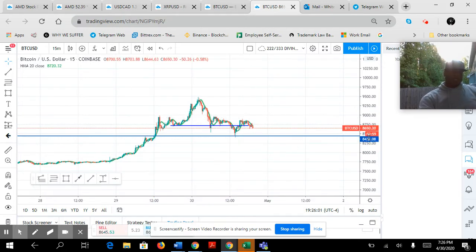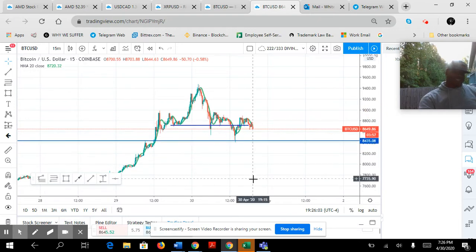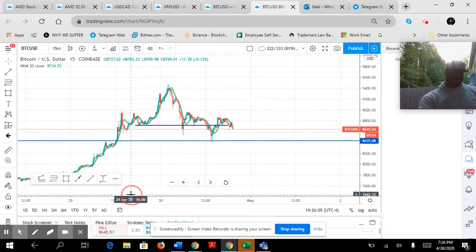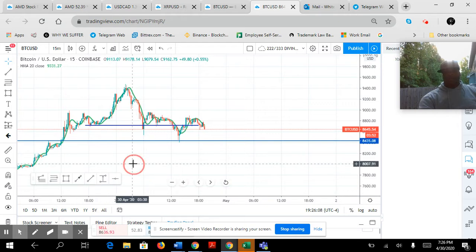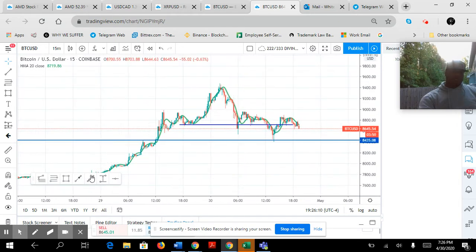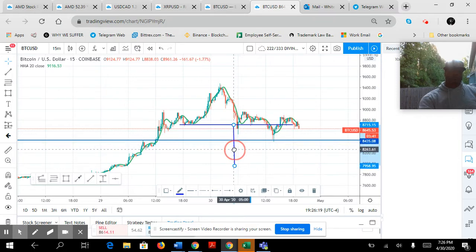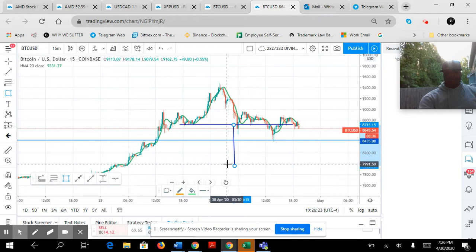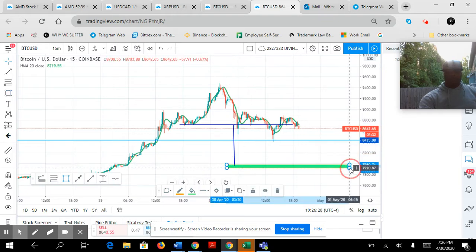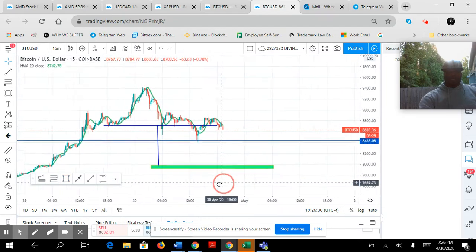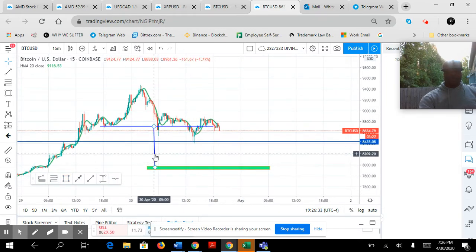But here's what you need to look at. This could possibly fail, because you have to... Let me go ahead and just do the targets to the downside. Right here, bring it down. This is an area where Bitcoin could correct to. So that's one of the areas.